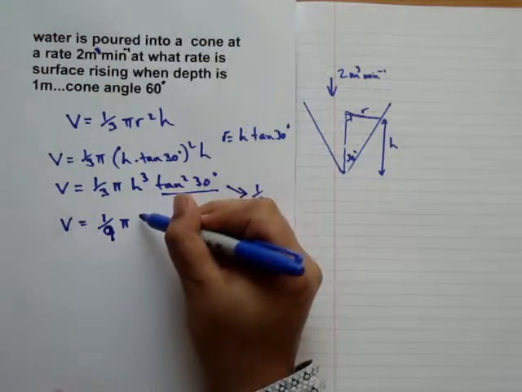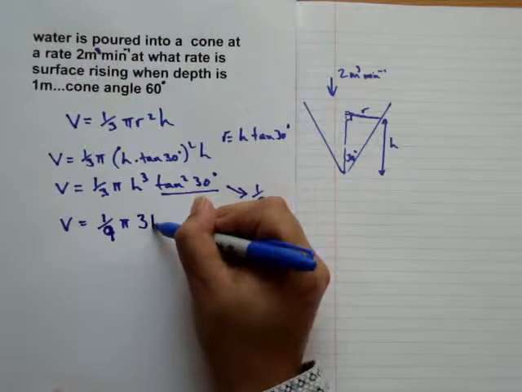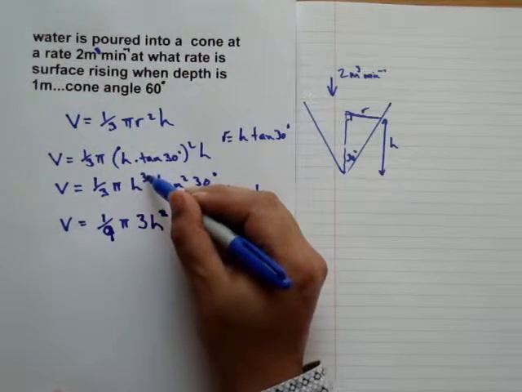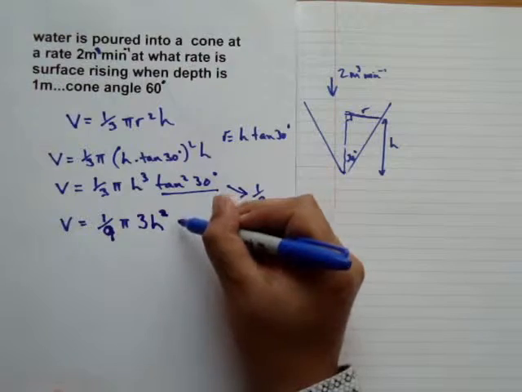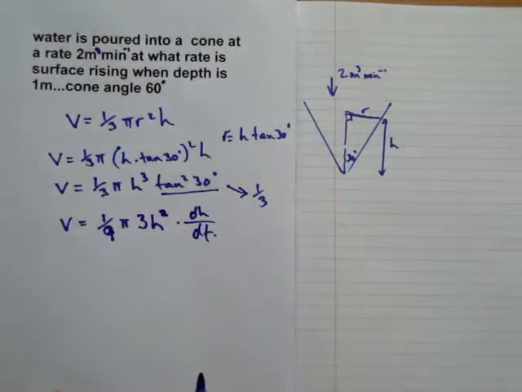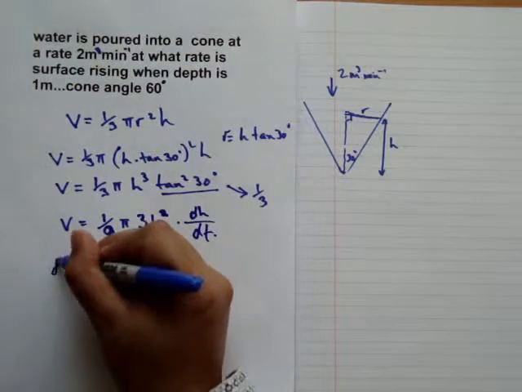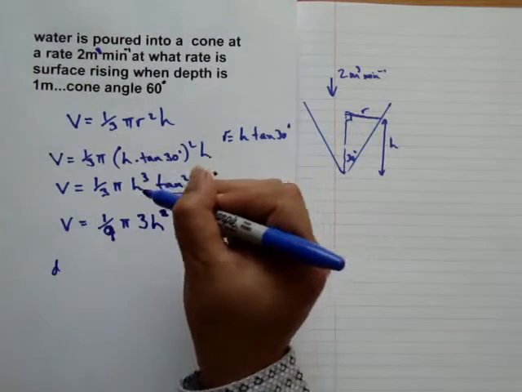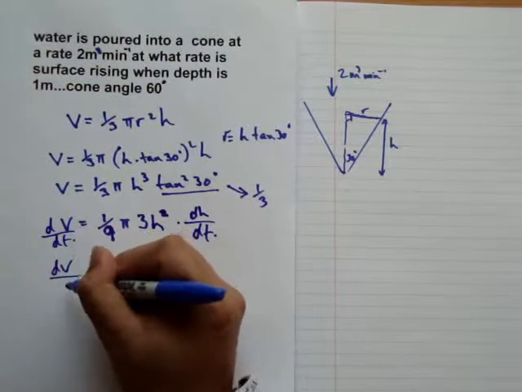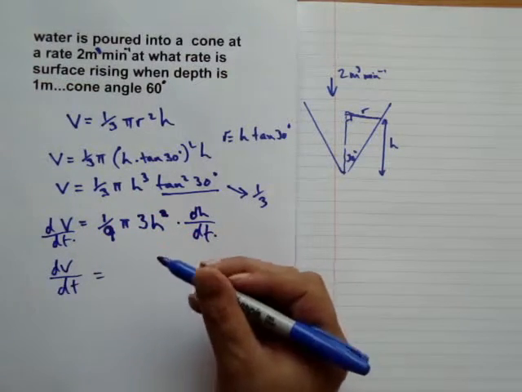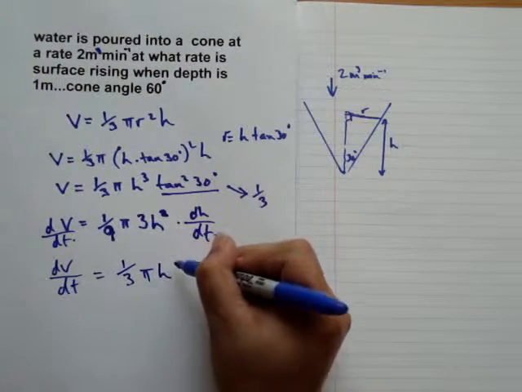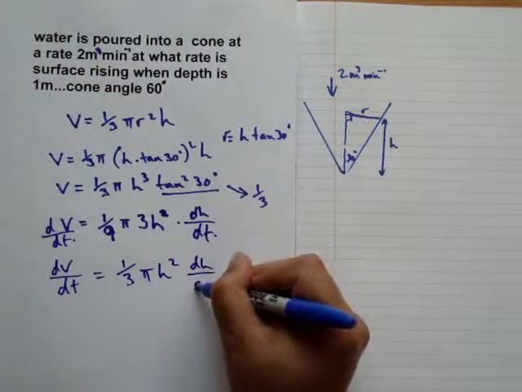And then we differentiate the h cubed, so we get 3h squared. So bring the 3 down, 3 minus 1, 2. And then because we're differentiating implicitly, dh by dt. So dv by dt equals 1/3 pi h squared dh by dt.